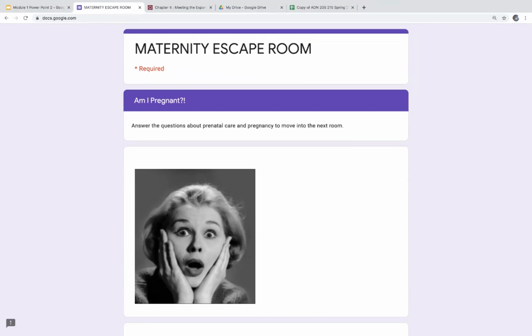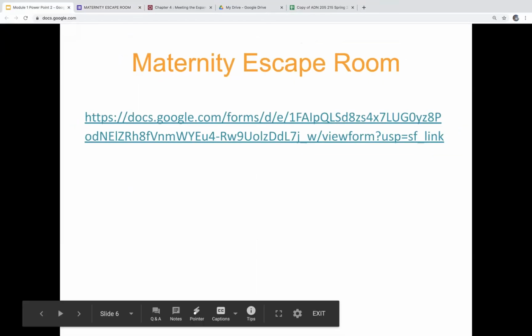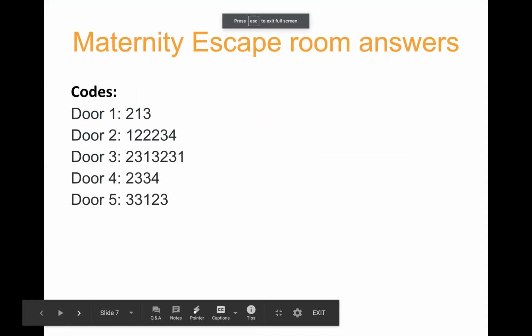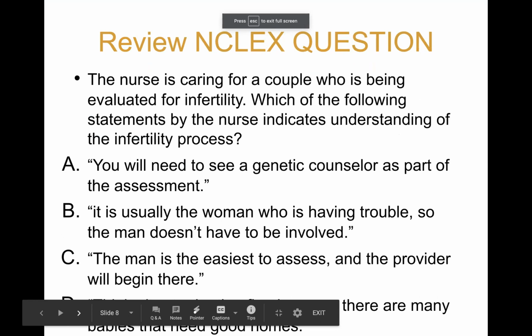I would recommend keeping your textbook right next to you, or open it up if you have the Davis online, and use that as you're going through. All right, so that is your escape room. There are the answers to go back and check.